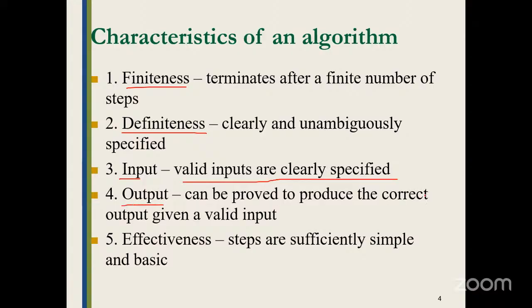Fourth one is output. When your algorithm receives the input, as per the logic we mentioned in the algorithm, that will be processed and produce the output. Your algorithm must produce the correct output for the given valid input. Whatever input you receive, depending on that, your algorithm logic must work and must reach a valid, correct output.